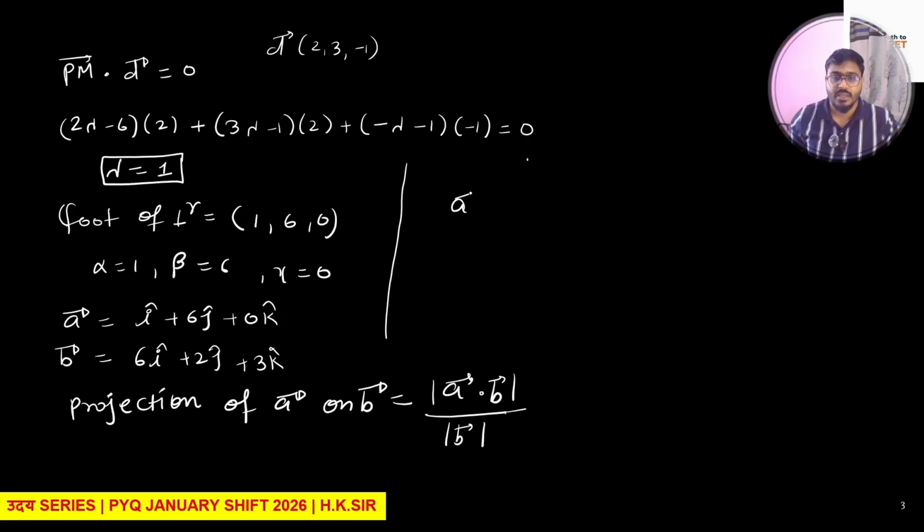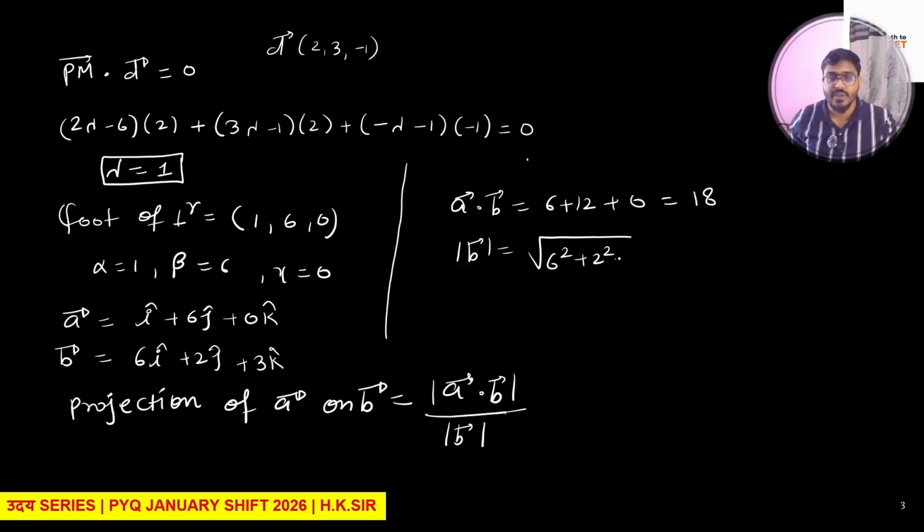What is a dot b? A dot b is 6 plus 12 plus 0. This is 12 and 6 is 18. And what about magnitude of b? Magnitude of b is under root 6 square plus 2 square plus 3 square. So what is this? This one is 36 plus 4 plus 9.